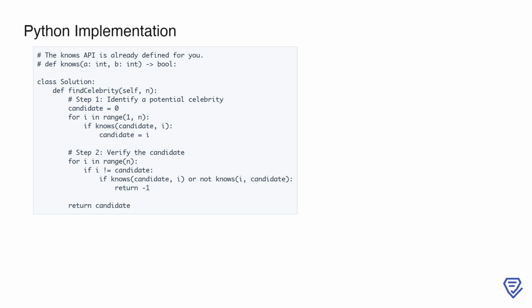Complexity. Time complexity. The algorithm runs in O(n) time because Step 1 makes one pass through the group, O(n). Step 2 makes another pass for verification, O(n). Space complexity. The solution uses O(1) additional space since no extra data structures are used. This solution is optimal and ensures correctness by systematically narrowing down potential candidates and validating the final choice.